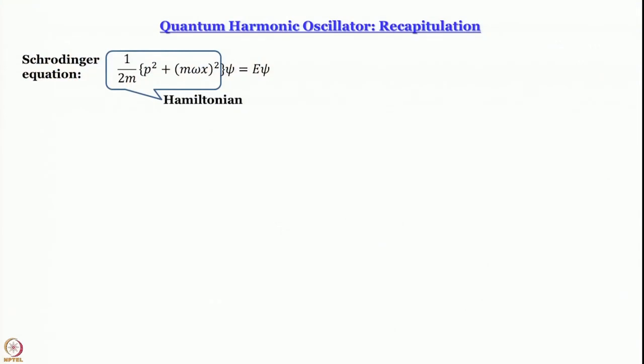We have studied the Schrodinger equation for the quantum harmonic oscillator, and starting from the elementary form, we have rewritten it slightly in terms of momentum: 1 by 2m multiplied by p square plus (m omega x) whole square. This is the Hamiltonian. It operates on psi to give us E psi.